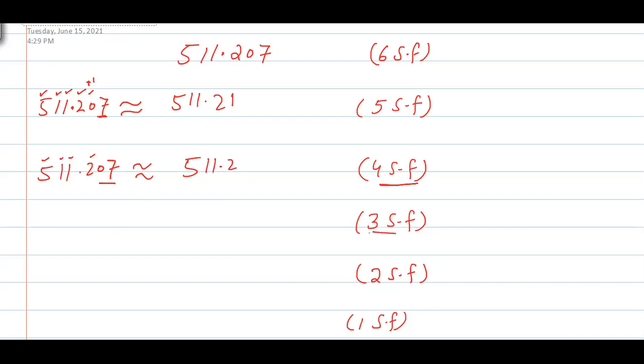Now to round to 3 significant figures, 511.207. This is first significant, second significant, third significant. So I have to ignore all of these. After the required significant figures, the very next digit is 2, so it will not put any effect. So it will be 511 only. So 1, 2, and 3 significant figures.